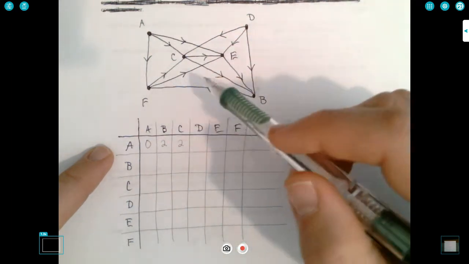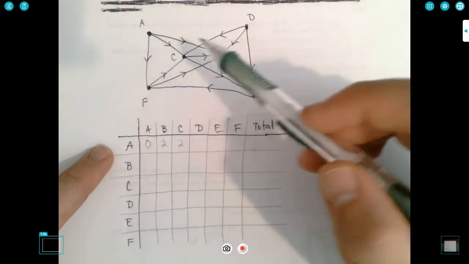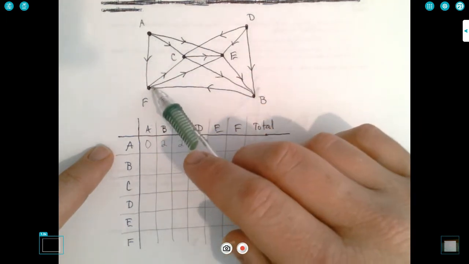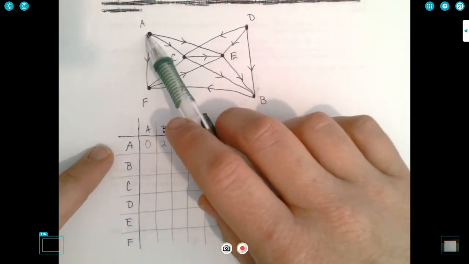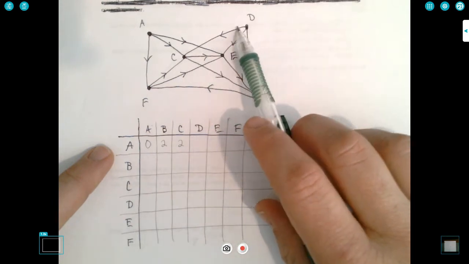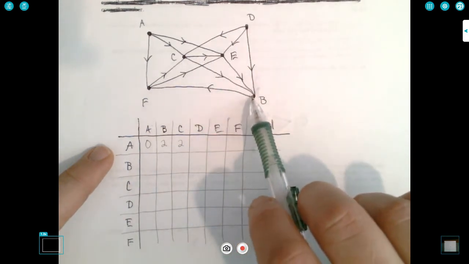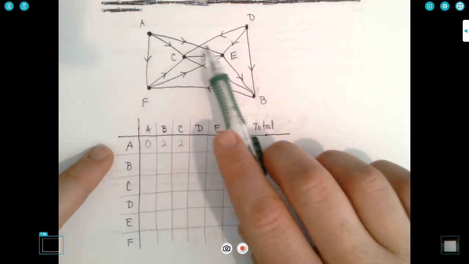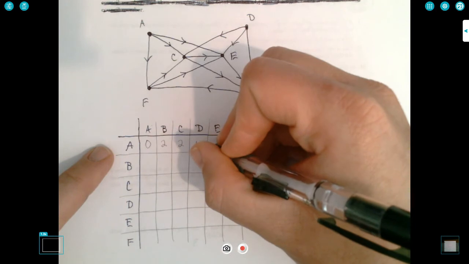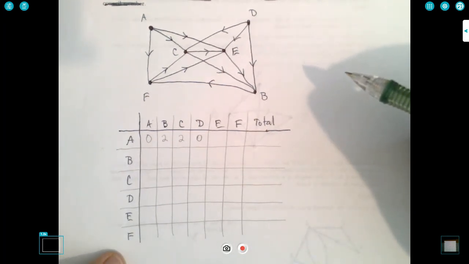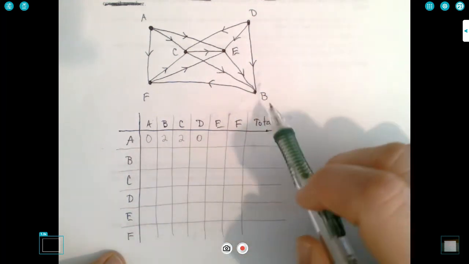Does A have influence over D? No direct influence. Does it have second hand? Well, I could get from A to F and F to C or E. So no. I could get from A to C, and from C I can't get to D. Doesn't look like it. Or I could get from A to E, but I can't get to D. Shoot. So no influence over D. Or at least they might have tertiary influence, right, or something like that, but they don't have first or second degree influence.